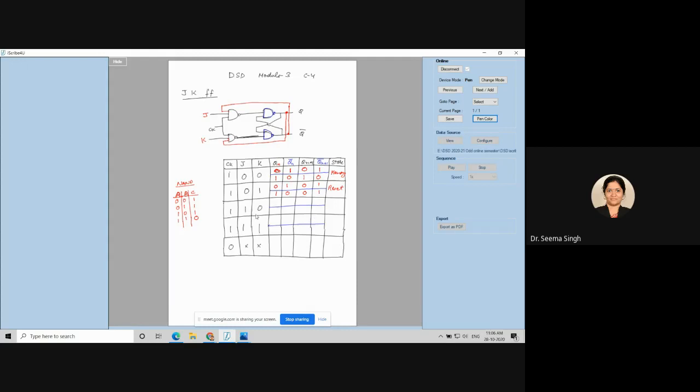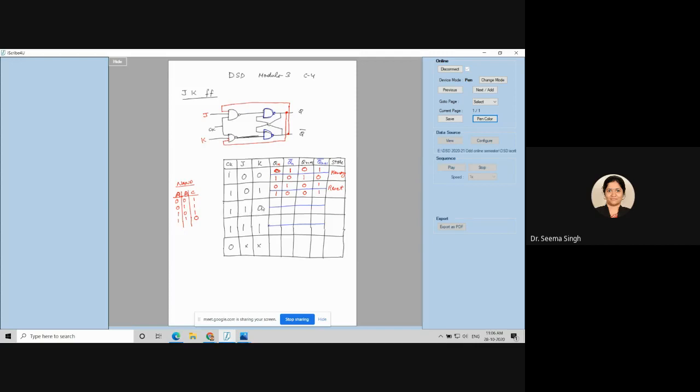Same way, your set state is also the same as the SR flip-flop. As I already told, in place of S, J has come, in place of R, K has come. So this is now your reset state. This third one is your set state. The second one was your reset state. This third row is for your set state.